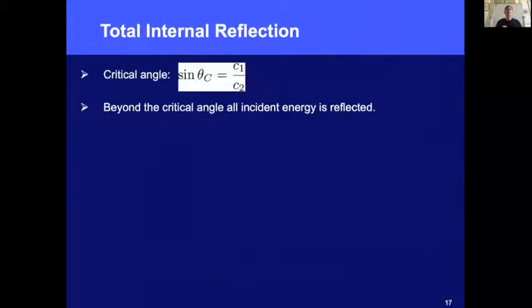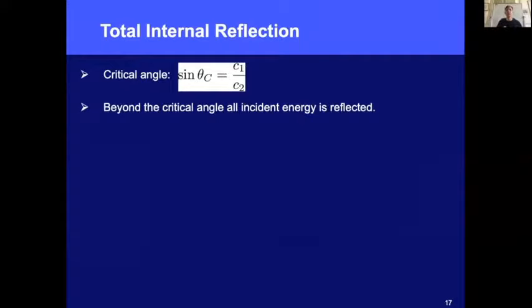Right, and then, as I mentioned, we have total internal reflection in acoustics, similar to what you've perhaps seen in optics. This happens where you go from one medium into a medium that has a higher sound speed. The critical angle is such that the sine of the critical angle is the ratio of C1 to C2. And once your incident angle exceeds the critical angle, no energy actually makes it into the second medium.